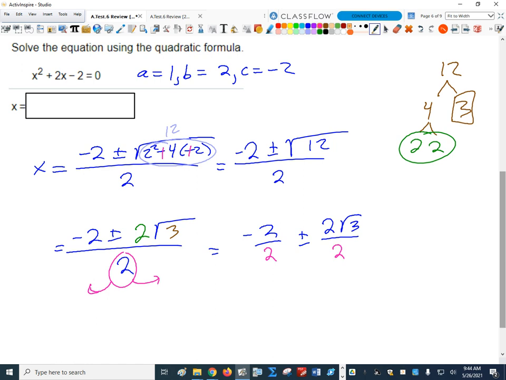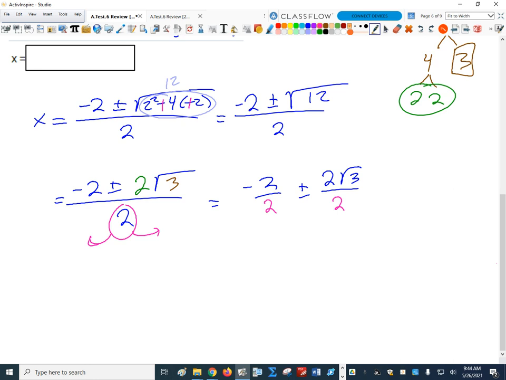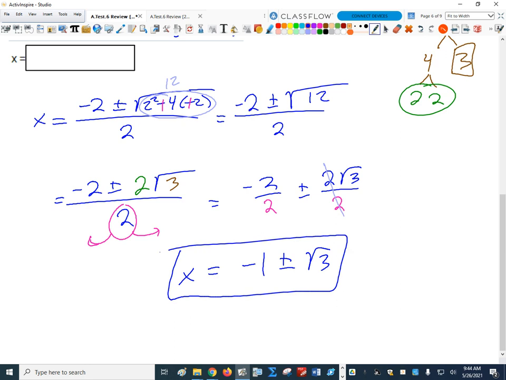Okay. And now finally I'm going to simplify. So Caleb, what can I do? What is negative 2 over 2? Okay. What can I do to this one? Square root of 3. Good. I can cancel the 2's. And so I end up with plus or minus the square root of 3. So those are my two answers, right?